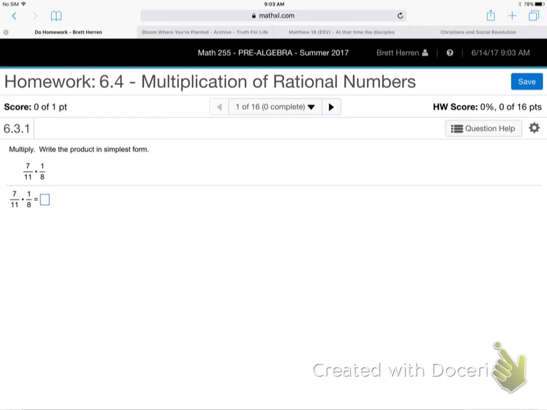Now what we're doing, 6.4, is really the same thing. We're just going to have two of them now. There's nothing to do on that one. Just multiply straight and multiply straight. 7 times 1 is 7. 8 times 11 is 88. And you're done. There's nothing in common on those.